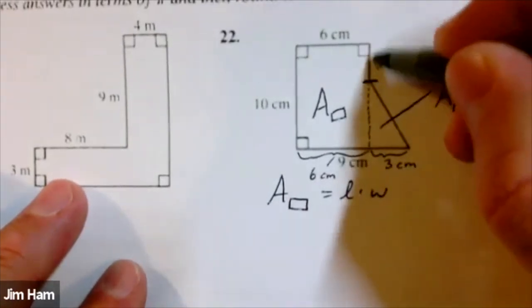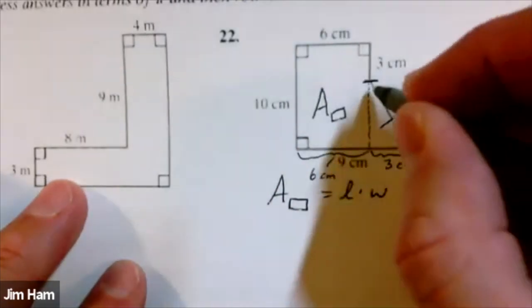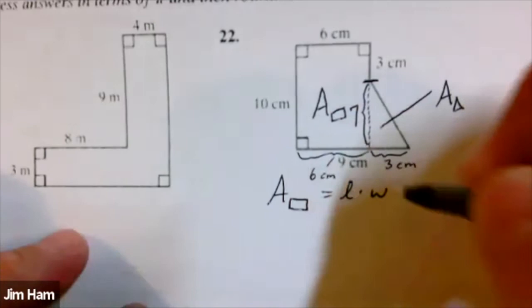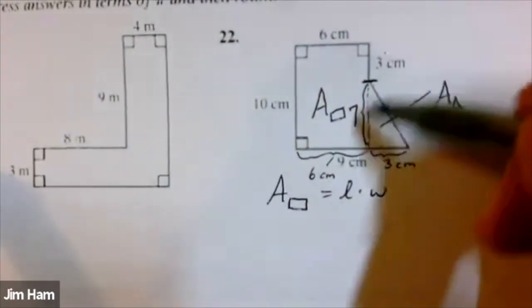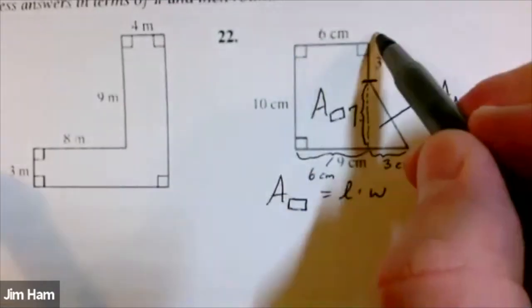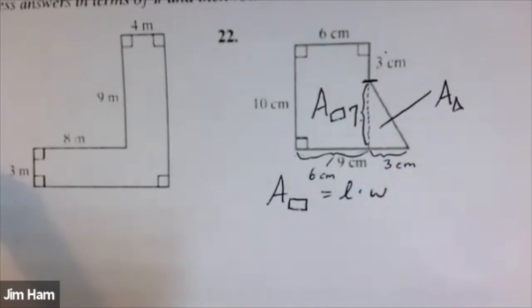Similarly, the triangle stops right there. We know that this is 3, and we know this opposite side over here is 10. So this piece of the vertical side must be 7 centimeters. 3 and 7 has to equal the 10 over here. 6 here, 6 here. Since this whole thing is 9, this little chunk of the triangle is equal to 3.